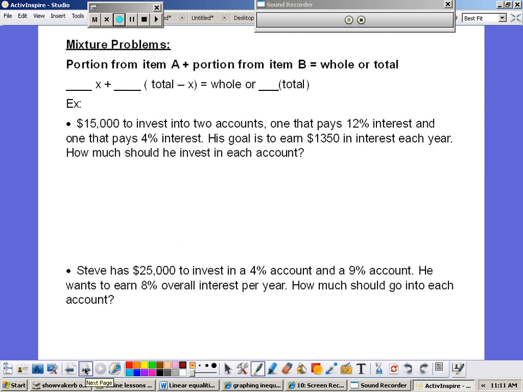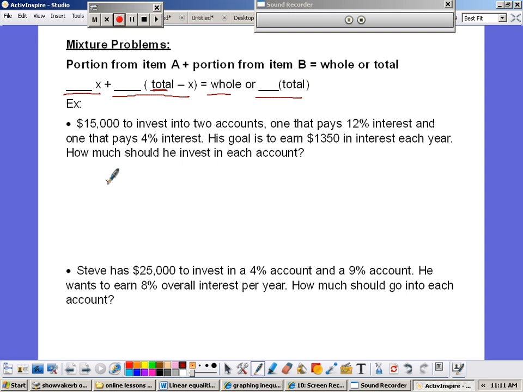Okay, mixture problems. Mixture problems are when you take a portion of item 1 and a portion of item B to get a whole or a total. Normally, I set them up as the portion I'm using of 1 with x, the portion of 2 with the total amount minus x, and then the whole or the percentage of the total. So let's see what we've got here. We've got $15,000 to invest into two accounts. One pays 12% interest, and one pays 4% interest. His goal is to earn $1,350 in interest each year. How much should he invest in each account?